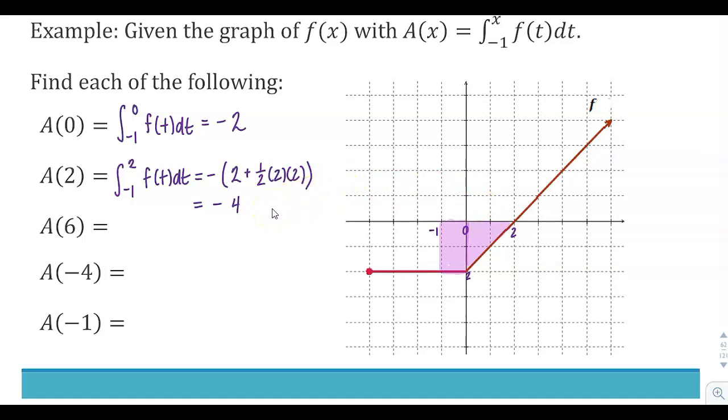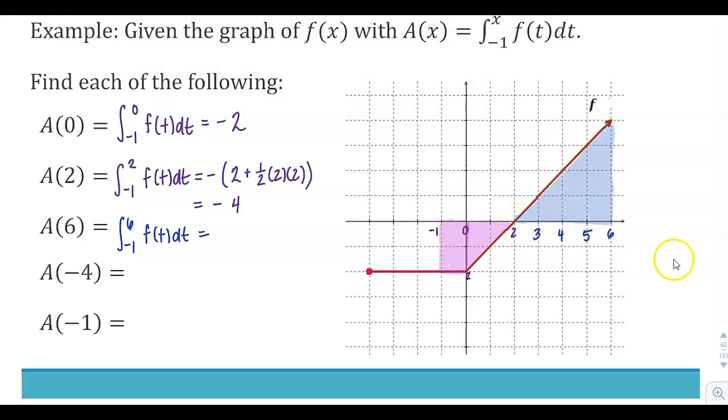And now we can go ahead and try A of 6. So A of 6 is the integral from -1 to 6 of f of t dt. We already have everything from -1 to 2, so let's figure out where we are going to stop now: 3, 4, 5, 6. We're going to go all the way over here and find all of this area.